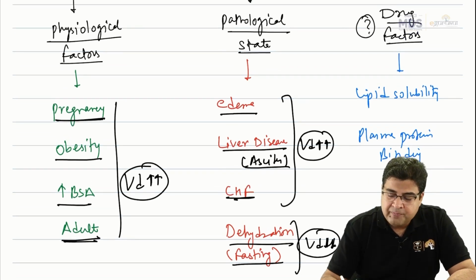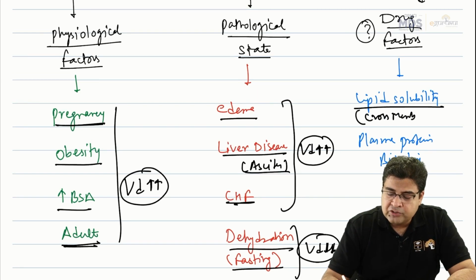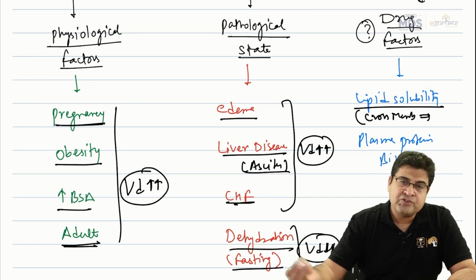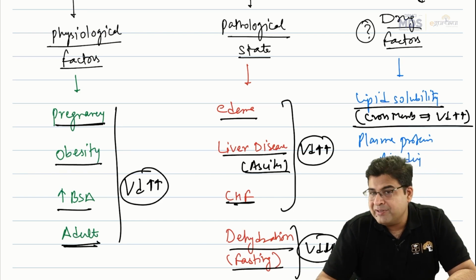Now, if a drug is lipid soluble, the medicine can cross the membranes of the body easily. So this medicine can enter various organs of the body, so the medicine can distribute more. So I will say the medicine's volume of distribution is more.